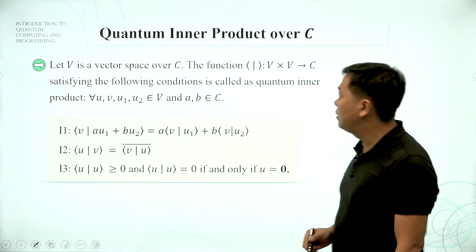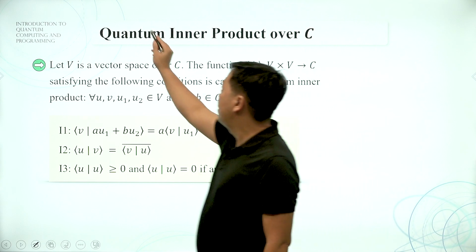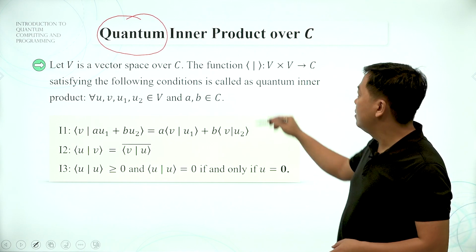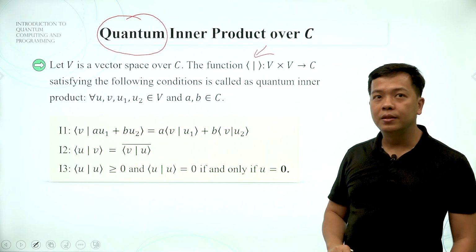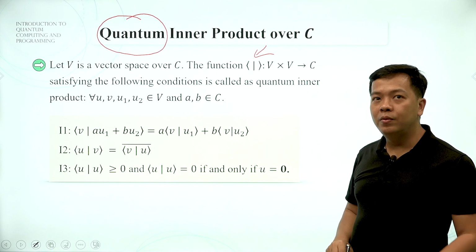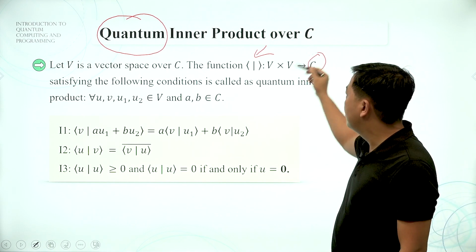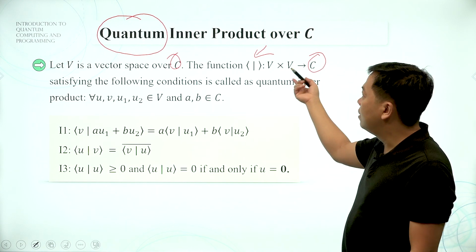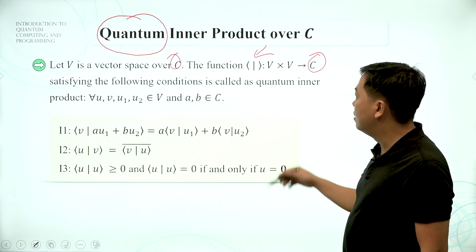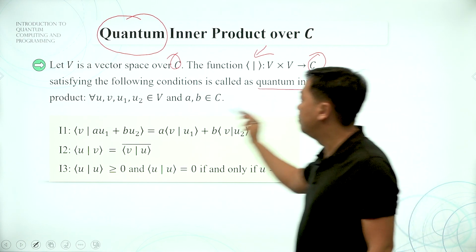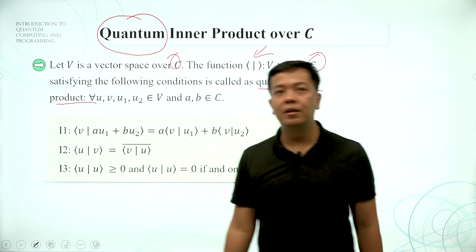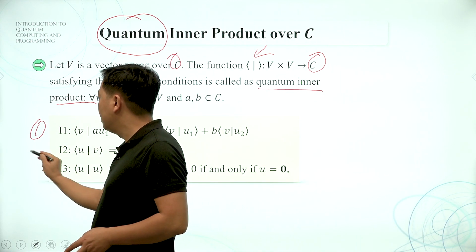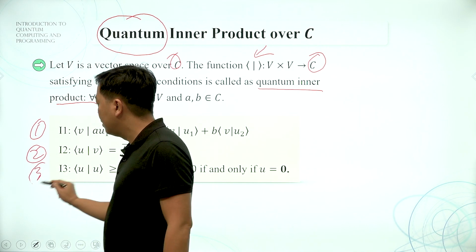Now we're talking about the quantum. So the quantum, you will see a different kind of symbol, and we see the same complex vector. But for a function to be called a quantum inner product, it needs to satisfy the same three requirements: 1, 2, and 3.